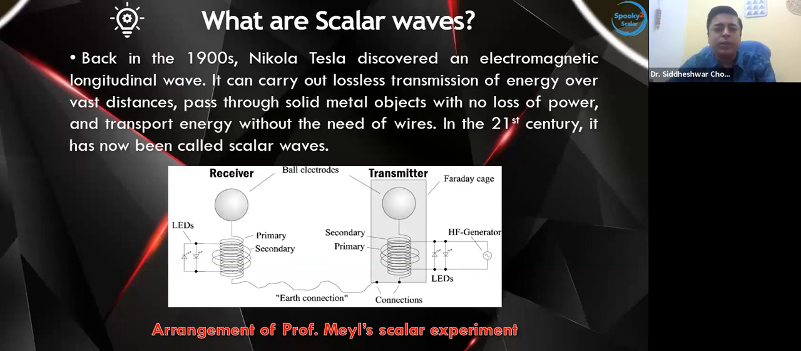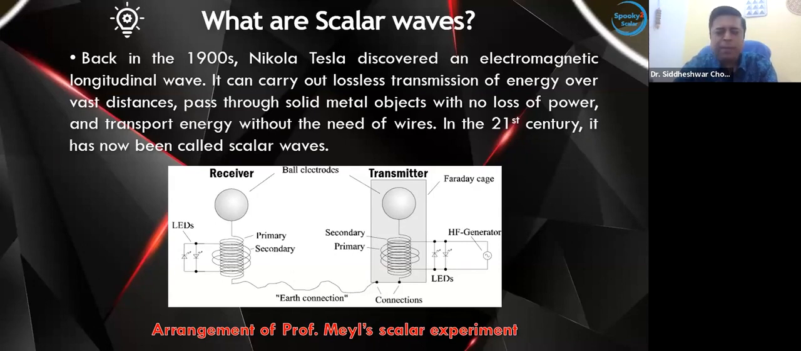So in the 21st century, it has now been called scalar waves. Can you all connect to the statements that it can pass through metal objects with no loss of power, and it can transmit energy without the need of wires? That was the point which was difficult to be accepted by some electrical companies and big people. You get my point? That is why there was a difficulty in absorbing the concept of scalar at that time, because it could have shut down many things.